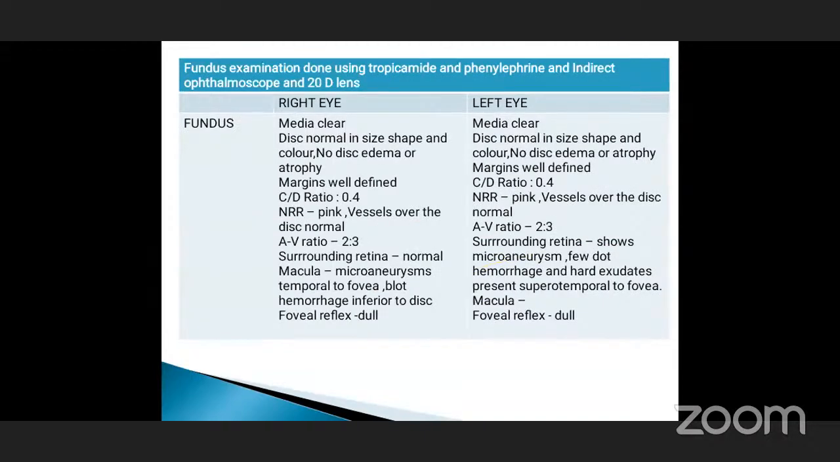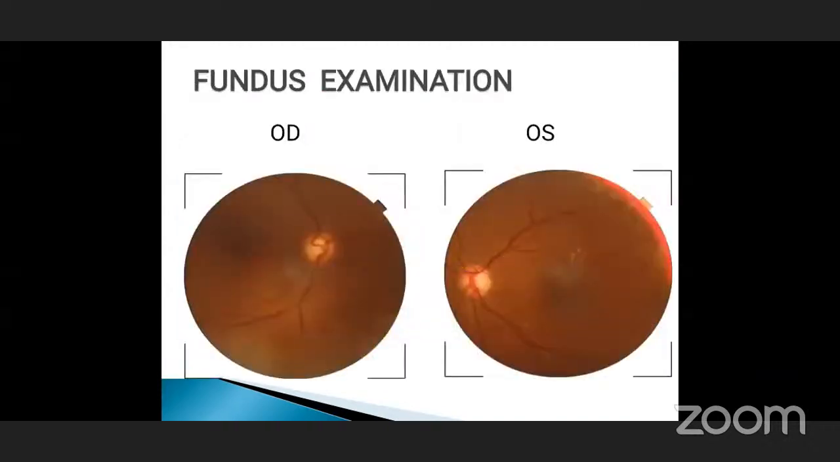Coming to fundus examination using a fundus camera, indirect ophthalmoscope and 90D lens. The right eye shows clear media with a normal optic disc margin with no hyperemia, and cup disc ratio is approximately 0.3 with neuroretinal rim pink, and the vessels are normal with no vessel wall sheathing or tortuosity. Surrounding retina is normal. Macula shows a few microaneurysms and a few dot hemorrhages temporal to the fovea with dull foveal reflex.